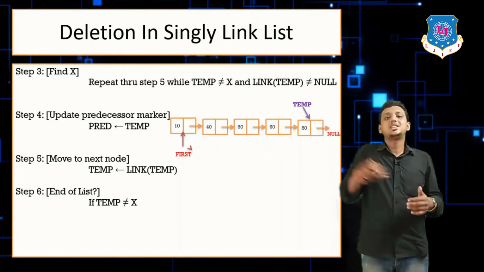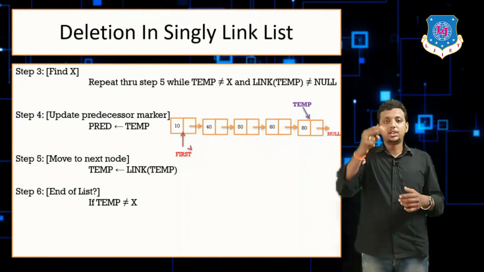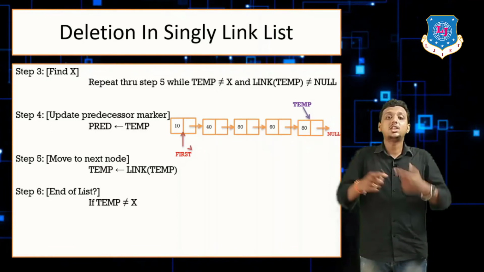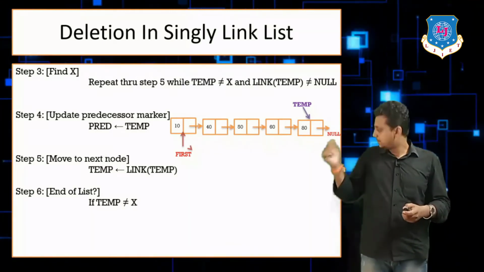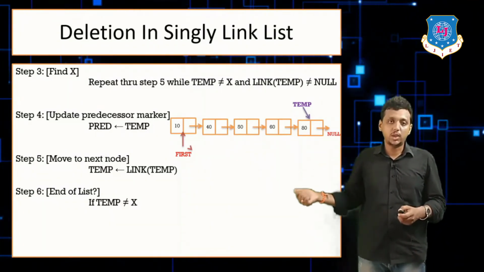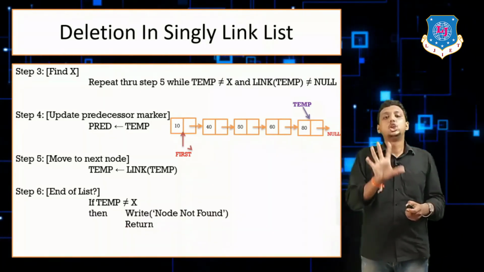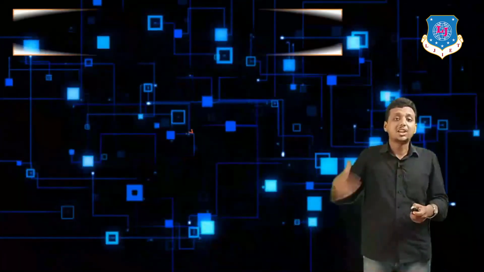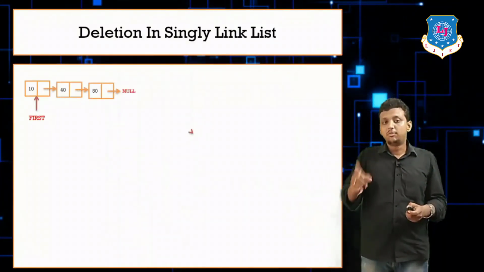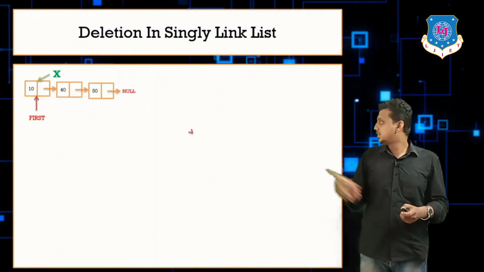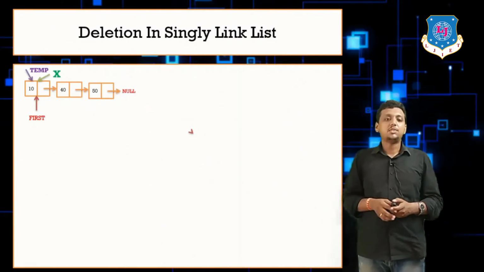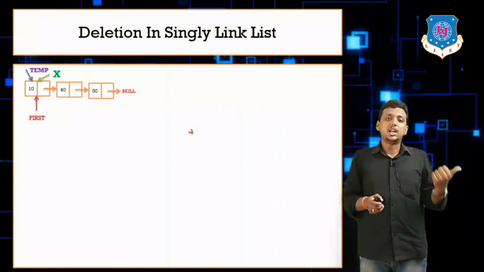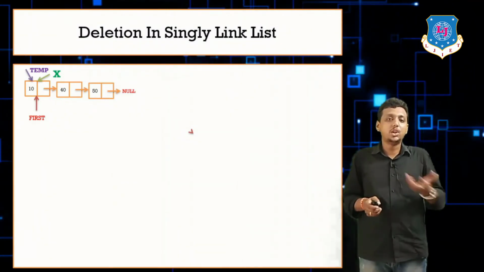So after completing all these steps, 3, 4, 5, 3, 4, 5, temp to link of temp and pred to temp, you didn't find any x. So step number 6 is: if temp is not equal to x, you didn't find any x, so just write no node found and then return. This is the first condition in the deletion: first you need to check whether x exists or not. If x does not exist, we write that the node is not found.